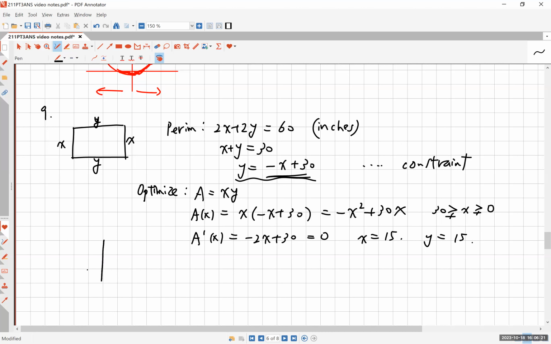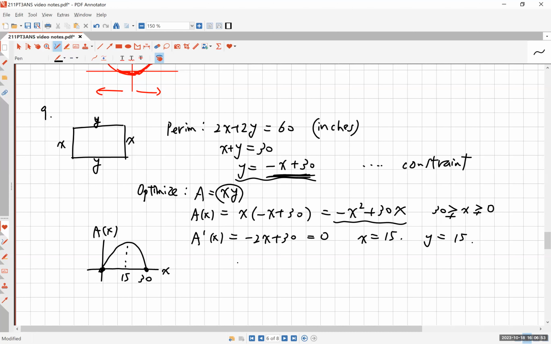Now, if you look at the function here, when x is equal to 0, xy is, of course, going to be 0. And when x is 30, x times y will be 30 times 0, because if x is 30, then y is 0. And so then xy would be 0, right? So the graph is going to be an upside down parabola like this. Okay, we found the one and only one critical point, which happens to be at 15.